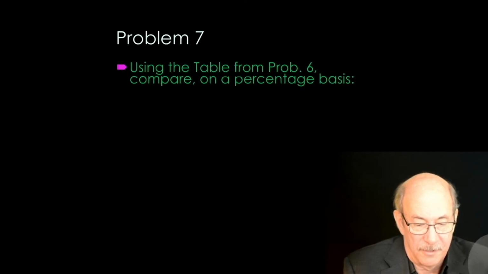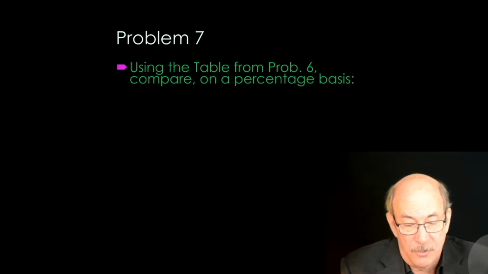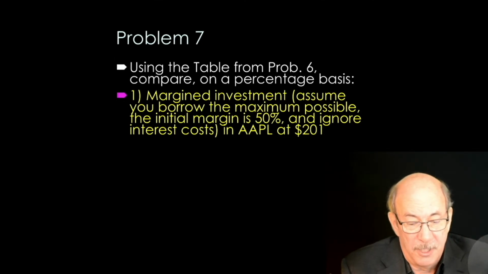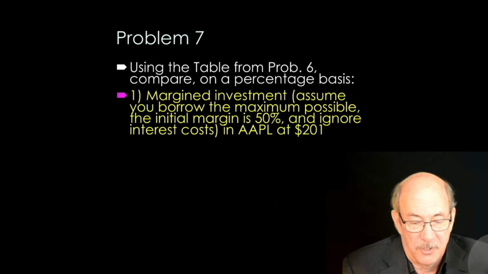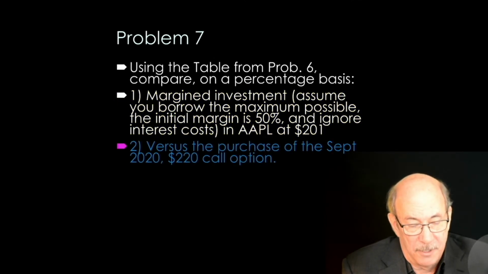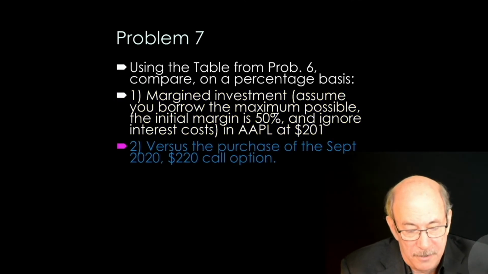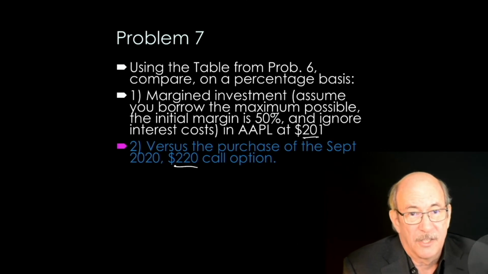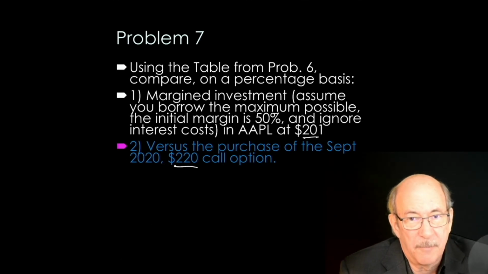All right. So again, back to the table from problem six. We want to compare percentage returns based upon a margin investment where we have an initial margin of 50% versus an option investment where we have a heck of a lot more leverage. So we're going to use that same $220 call. We're going to assume that we're buying the stock at $201, just throwing off the pennies to make the math a little simpler.